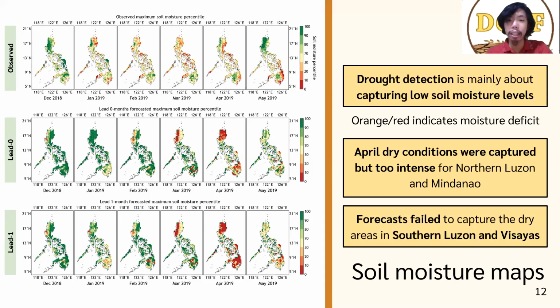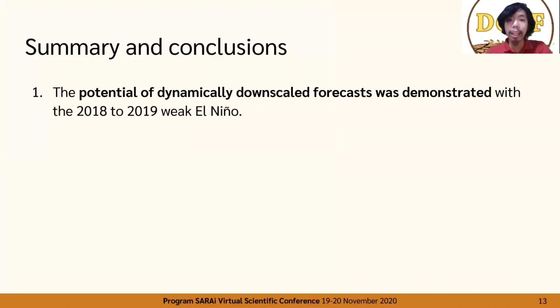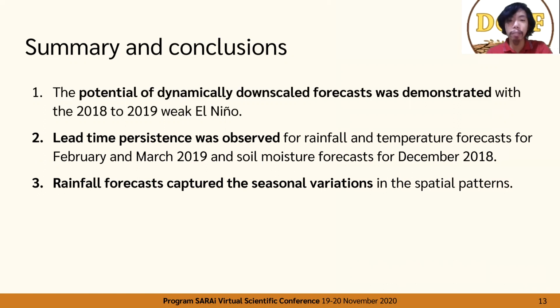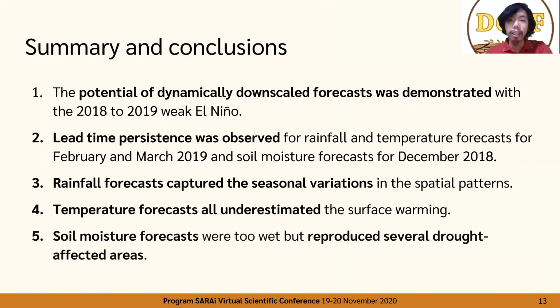and Visayas were forecasted. For the summary and conclusions, the potential of dynamically downscaled forecasts was demonstrated with the 2018 to 2019 weak El Niño. Lead time persistence was observed, but only for select months. Rainfall forecasts performed the best, capturing the seasonal variability and general spatial patterns, whereas temperature forecasts were consistently colder for all months. Even though soil moisture forecasts were wetter overall, they were still able to produce several drought-affected areas.